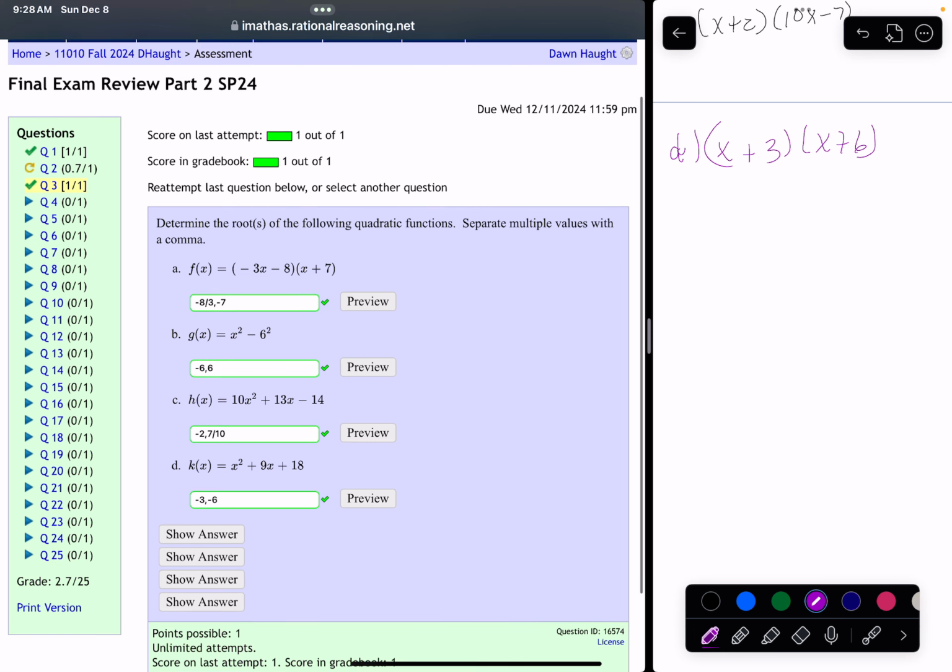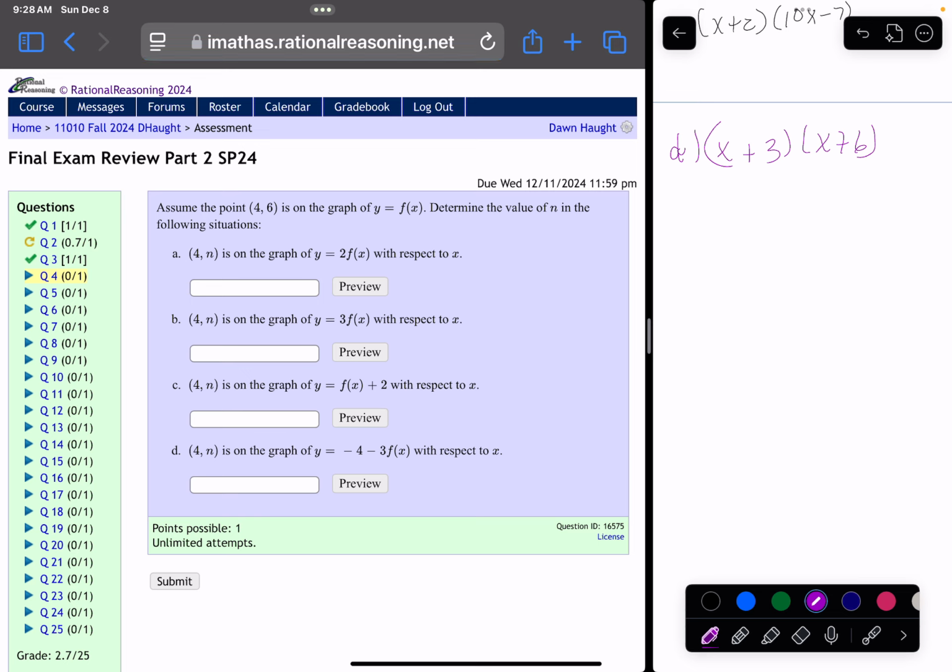So that is question 3, finding roots. If all else fails, use the quadratic formula. It says, assume the point 4, 6 is on the graph, determine the value of n in the following situations. So it says 4, n is on the graph of y equals 2 f of x. Okay, so I'm going to write down the point. And it says 6 was our original graph. So what would be the value of n in y equals 2 times f of x?